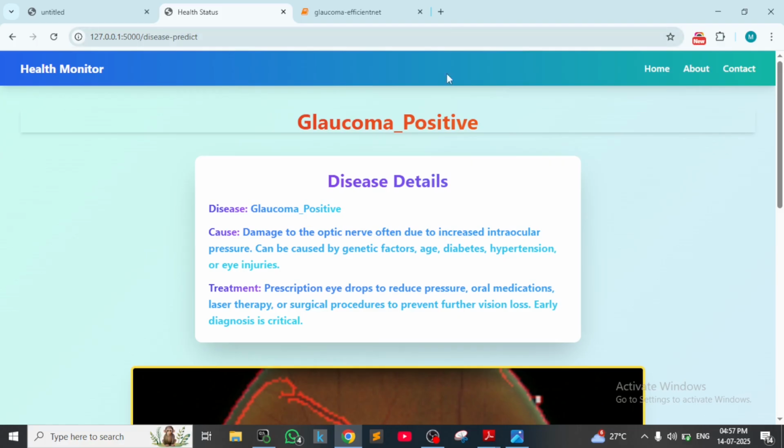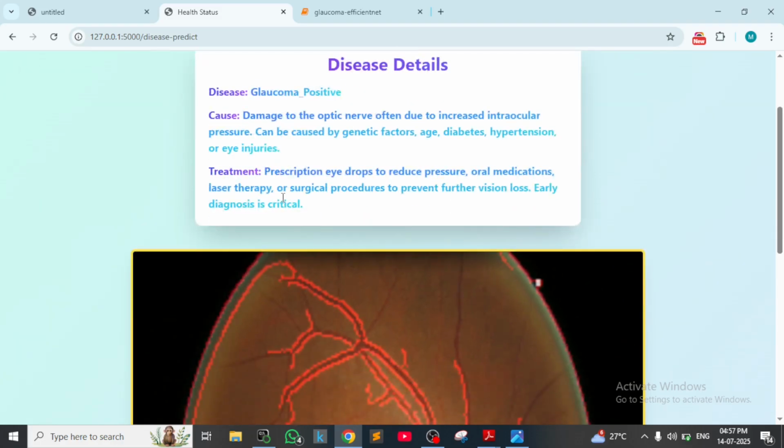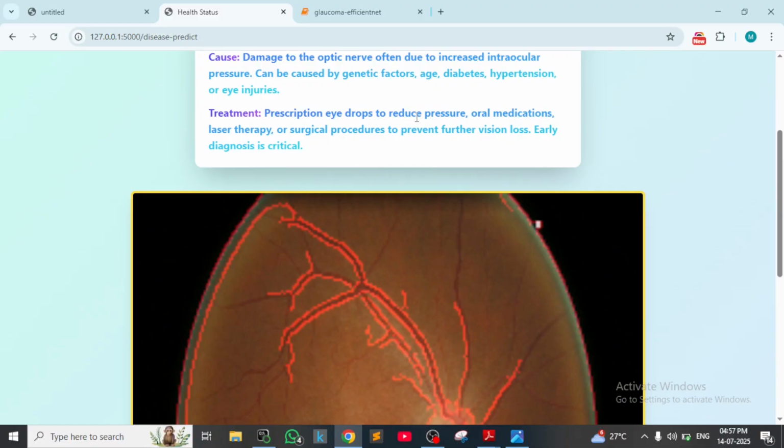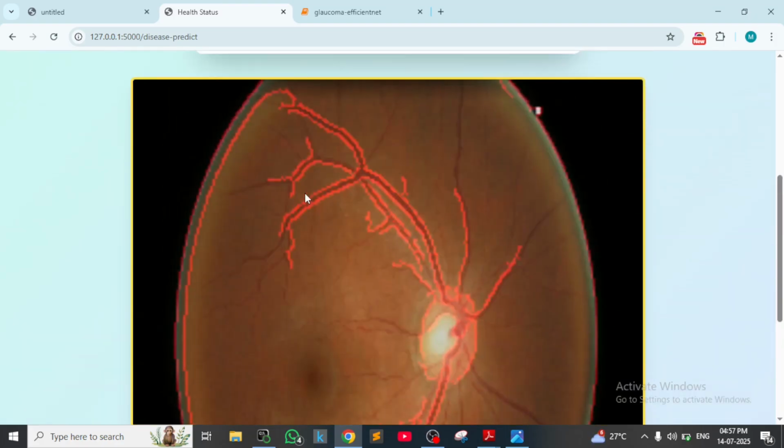See, glaucoma positive. This is the detail. It means it's glaucoma disease. Cause: damage to the optic nerves, often due to increased intraocular pressure, can be caused by genetic factors, age, diabetes, hypertension, or eye injuries. Treatment: prescription eye drops to reduce pressure, oral medications, laser therapy, or surgical procedure to prevent further vision loss. Early diagnosis is critical. This is the glaucoma positive image.